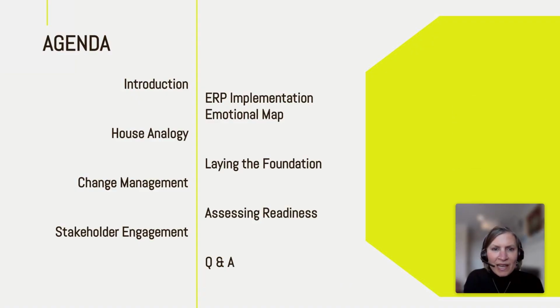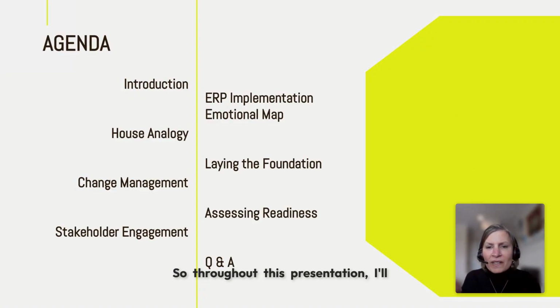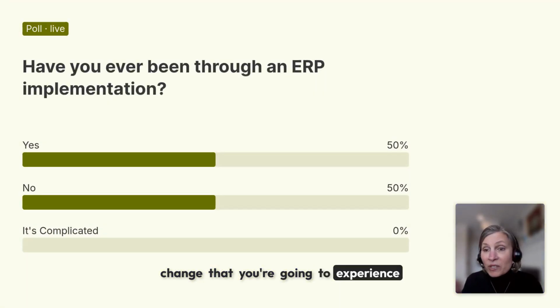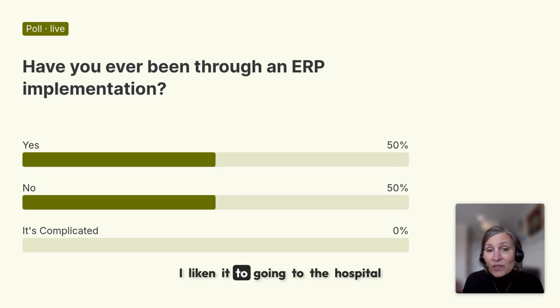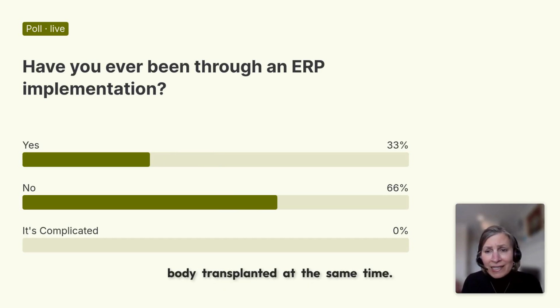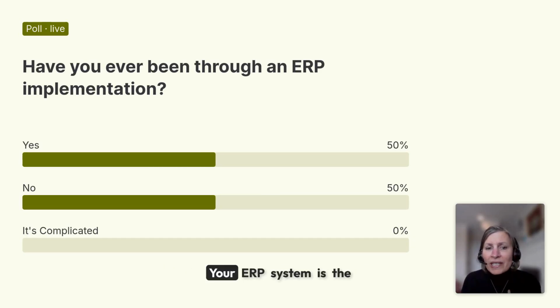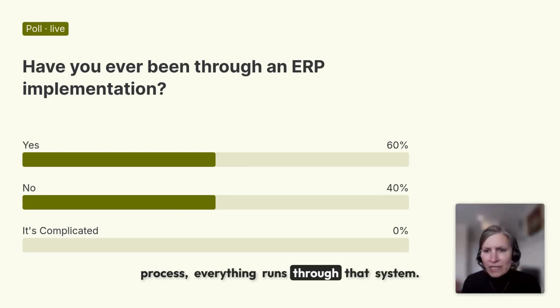Throughout this presentation, I'm going to be emphasizing the scale and impact of the change that you're going to experience with changing out your ERP system. I liken it to going to the hospital and getting every organ in your body transplanted at the same time. Your ERP system is the lifeblood of your company. Everything you do, from recording customer transactions, paying employees, managing the manufacturing process, everything runs through that system.